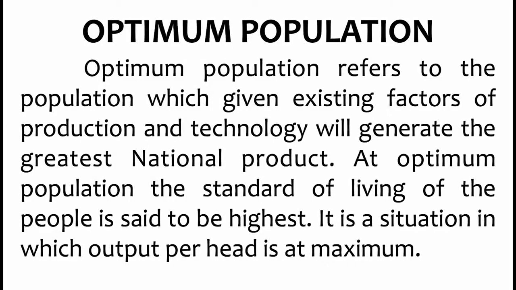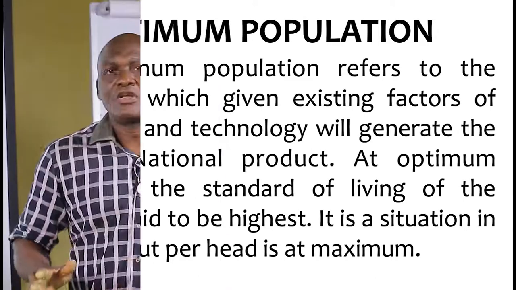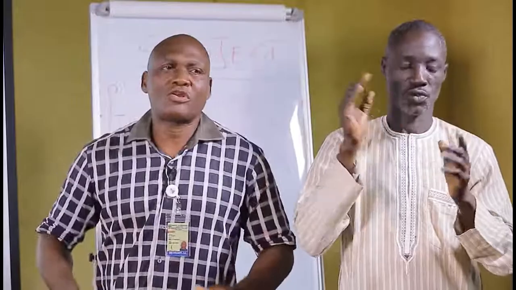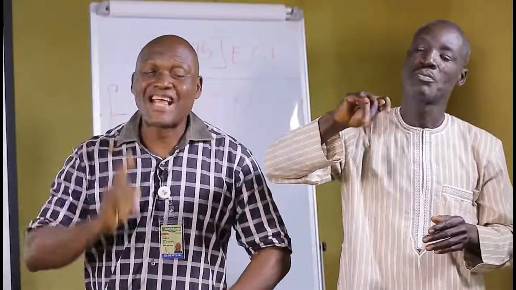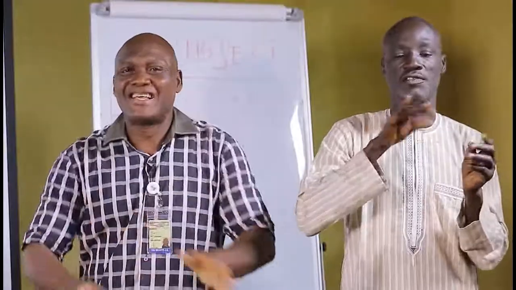Number 3, we have optimum population. What is optimum population? Optimum population refers to the population which, given existing factors of production and technology, will generate the greatest national product. At optimum population, the standard of living is at the highest. Standard of living of the people is at highest. It is a situation in which output per head is at maximum. In every exam, once you hear optimum population, what happens? The standard of living of the people is at the highest.